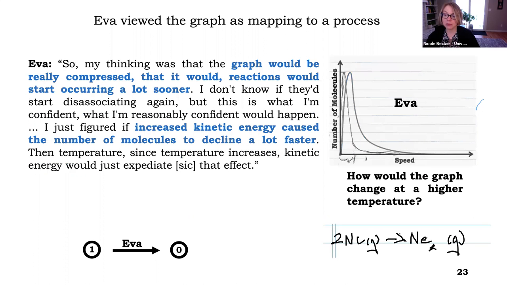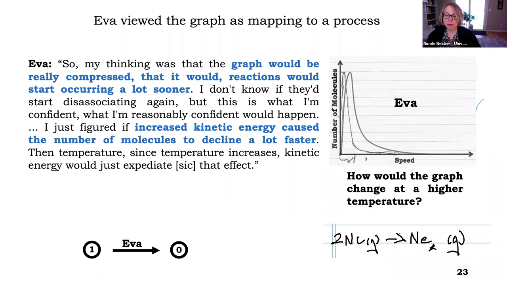Now, when asked to explain what the graph would look like at a higher temperature, Ava wrote out a reaction to explain her reasoning. She said, "So my thinking was that the graph would be really compressed, that the reactions would start occurring a lot sooner. I don't know if they'd start dissociating again, but this is what I'm reasonably confident would happen. I just figured if increased kinetic energy caused the number of molecules to decline a lot faster, then as temperature increases, kinetic energy would just expedite that effect."